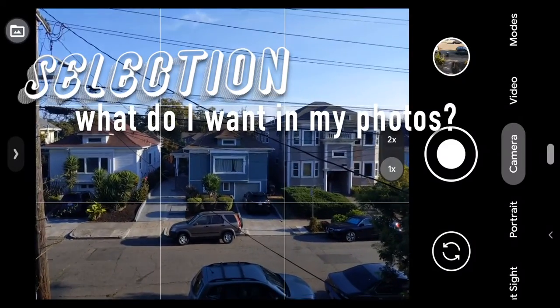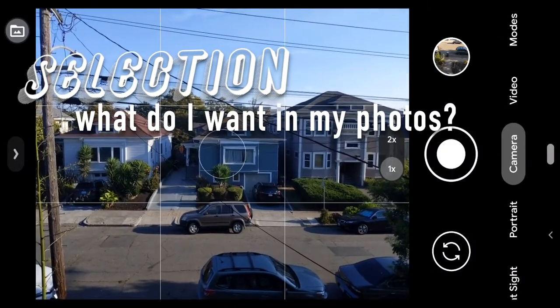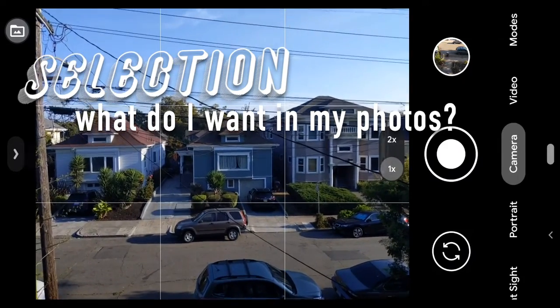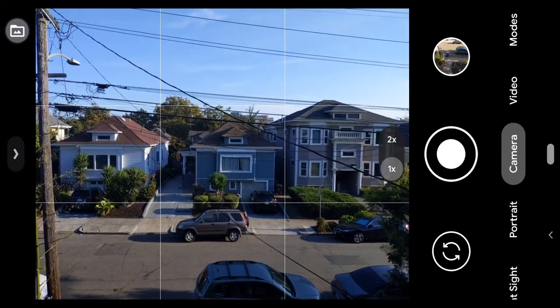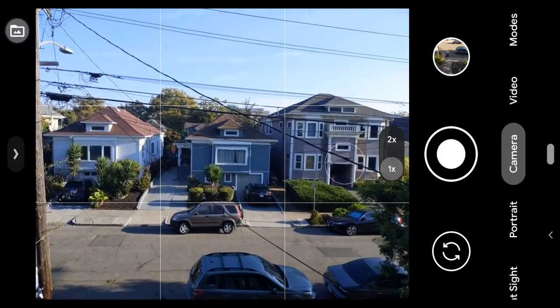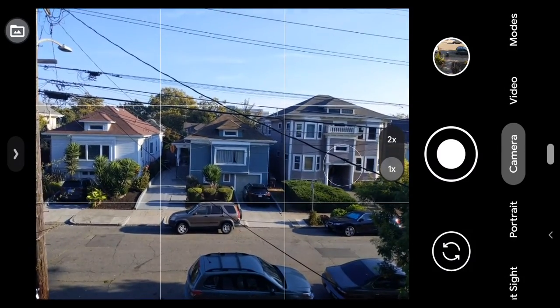So selection is deciding what I want to put in my photos. Right now I've selected these 3 homes on my street. So I've selected what I will take a photo of.